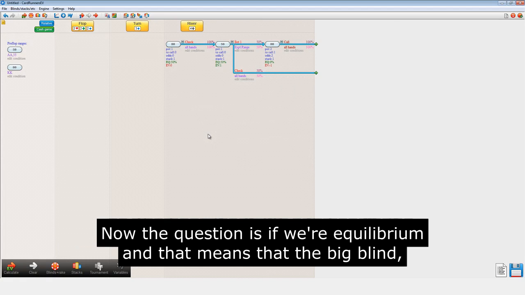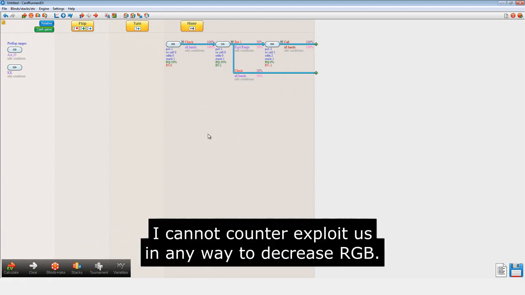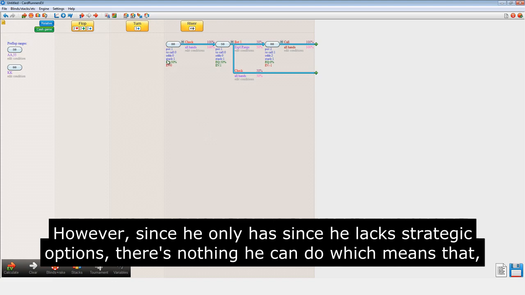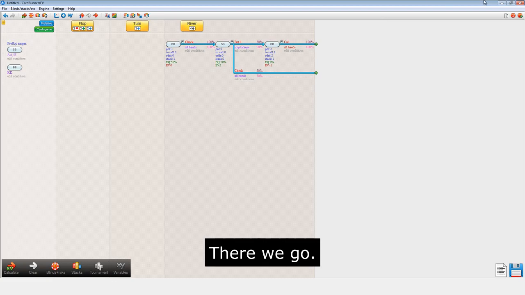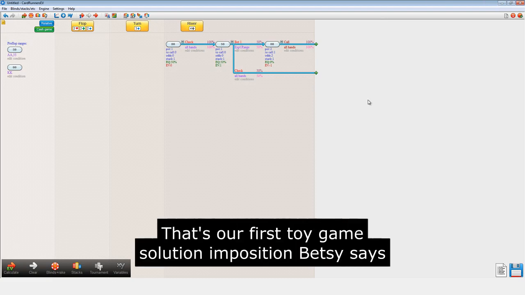Now the question is, if we're at equilibrium, then that means that the big blind cannot counter-exploit us in any way to decrease our EV. However, since he lacks strategic options, there's nothing he can do, which means that whatever this is, it's the equilibrium for this very, very simple game. There we go. That's it. That's our first toy game.